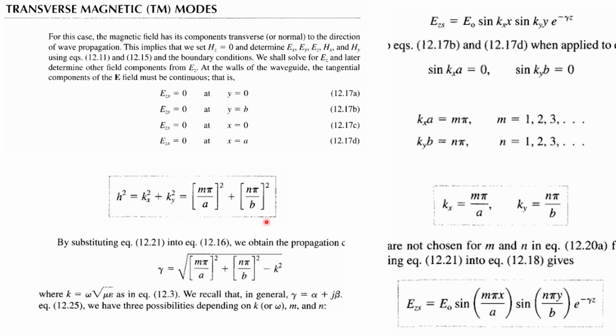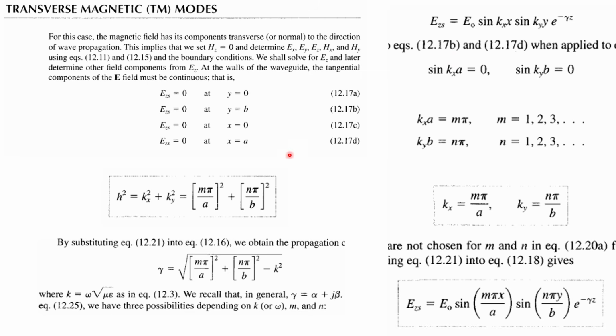So exactly our target is to find out this value. So how can we find out? First, the Ez that we have found, that is the solution, is equal to E naught sin(kx x) sin(ky y) e to the power minus gamma z. So this is the solution that we have already obtained in the previous slides.